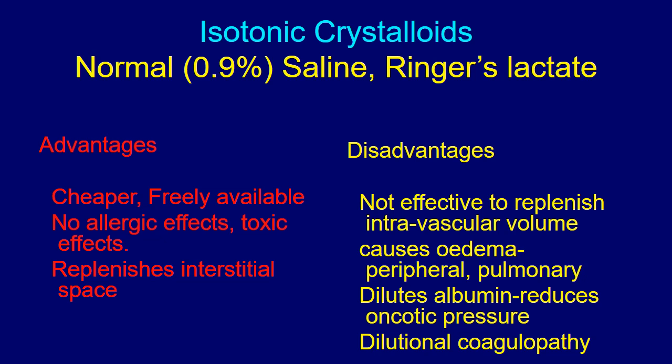So, if you infuse a lot of crystalloids to a child or an elderly person, the patient can even die due to pulmonary edema. Next, these isotonic crystalloids are largely water with electrolytes. So, they will dilute other constituents in plasma. For example, they will dilute albumin, so the albumin concentration would drop, reducing the oncotic pressure. And they will dilute coagulation factors, leading to a coagulopathy.